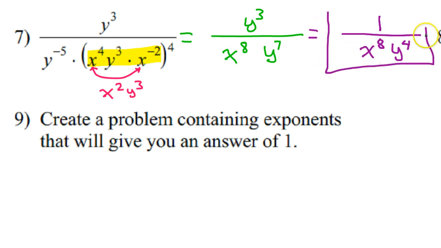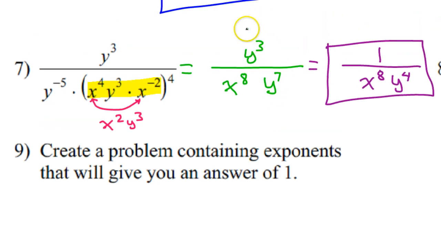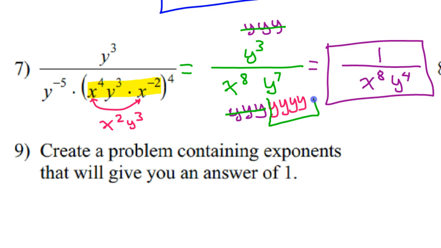So that will be the final answer for number 7. Again, understand what I just did with the y's. Y to the 3rd power is y times y times y. Y to the 7th power is y times y times y times y times y times y times y. So that's 7 y's. However, these 3 y's are going to cancel out these 3 y's, and that's going to leave 4 y's on the bottom. That's why we have y to the 4th here in the denominator.